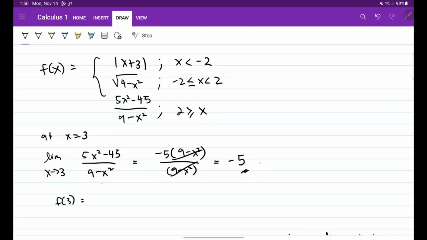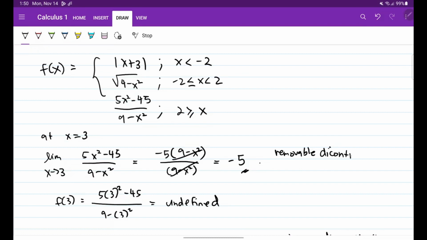Okay? And let's check f of 3. The denominator will become 0. So 5 times 3 squared minus 45 over 9 minus 3 squared. So this is undefined. Okay? So now we have a limit, but we have an undefined function at f of 3. So meaning we have a removable discontinuity at x equals 3. Okay?